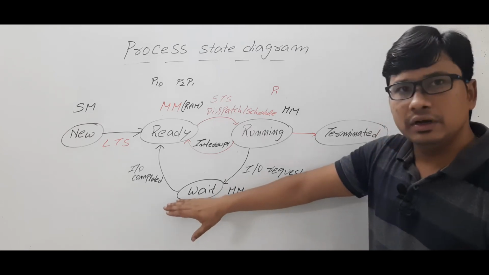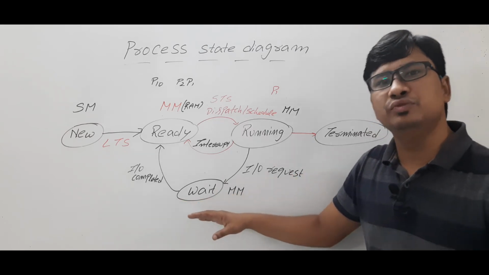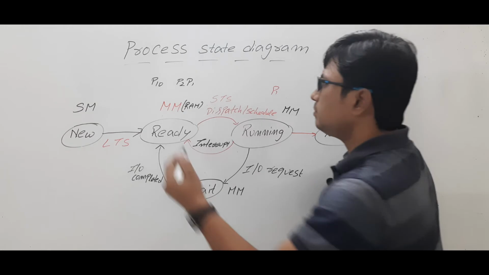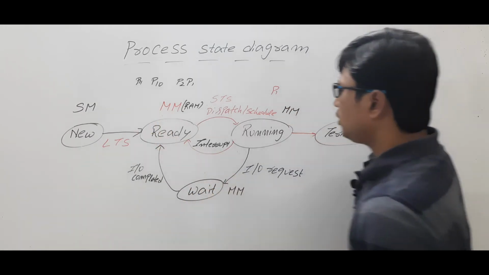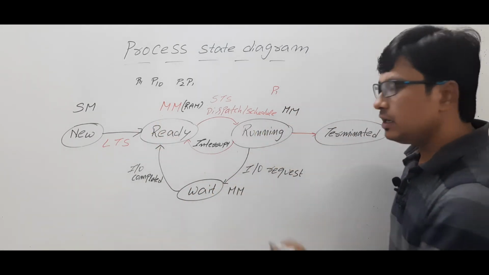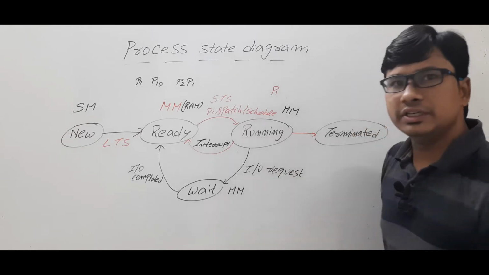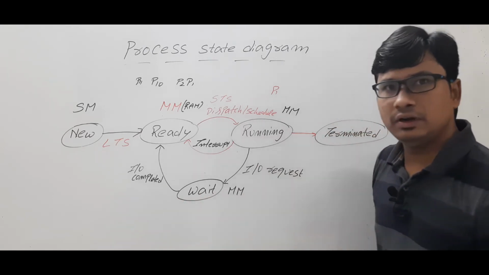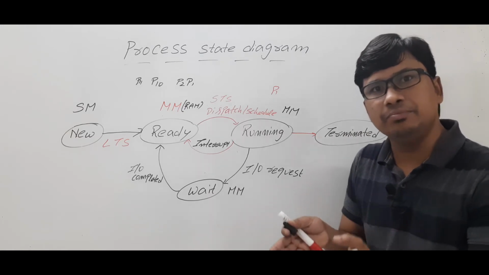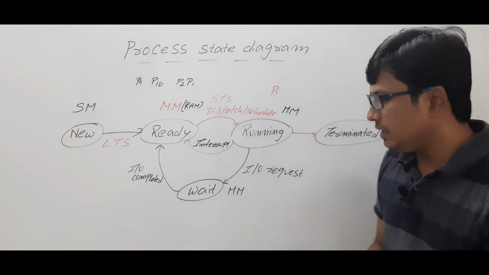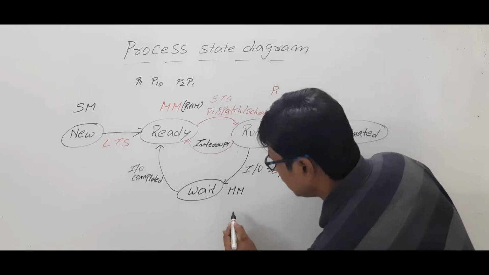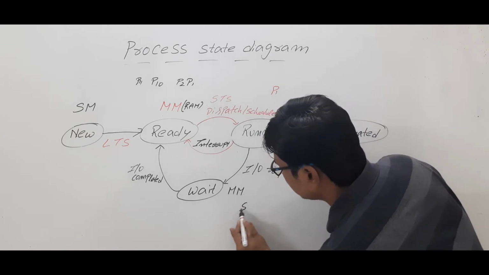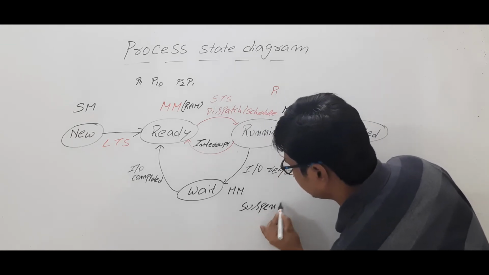Now this wait queue also becomes full. Now another process came, and it is in the running state. During its running, it also needs IO operations, so it would also have to come into the wait state. But the wait queue is full. Then what it will do is that we will have another state called suspended wait.